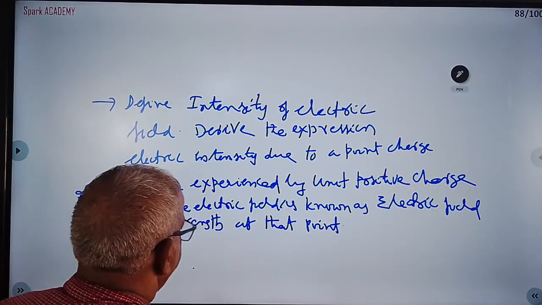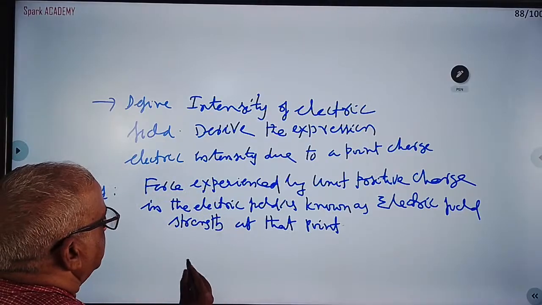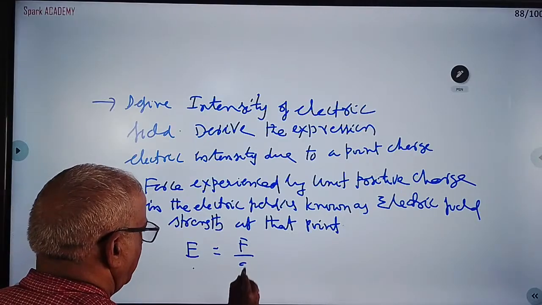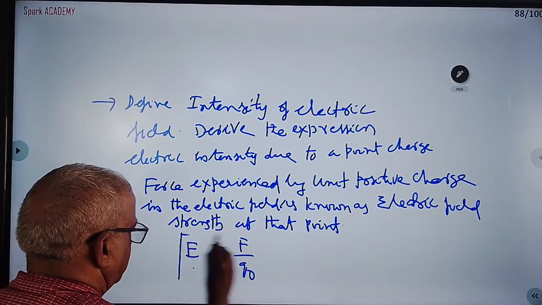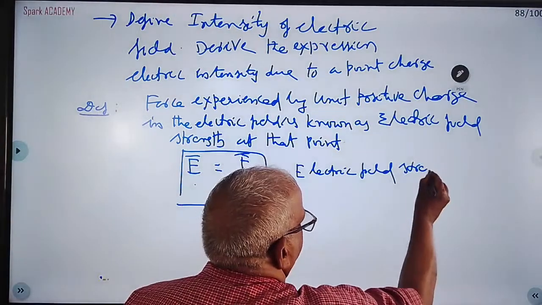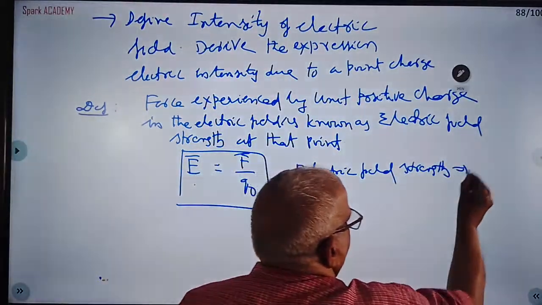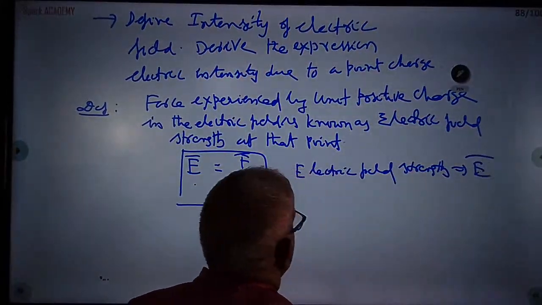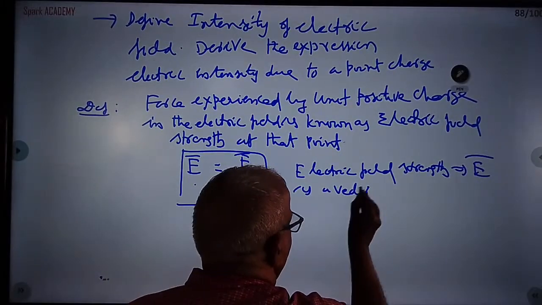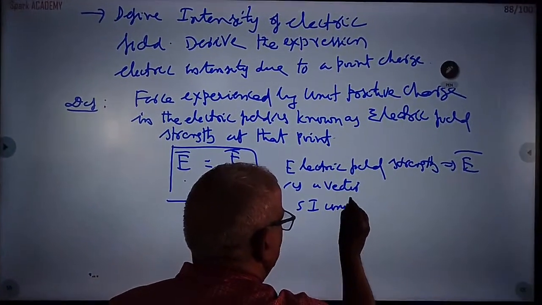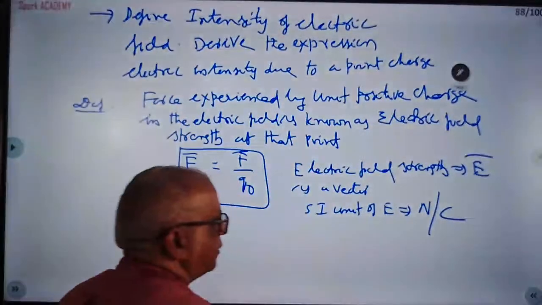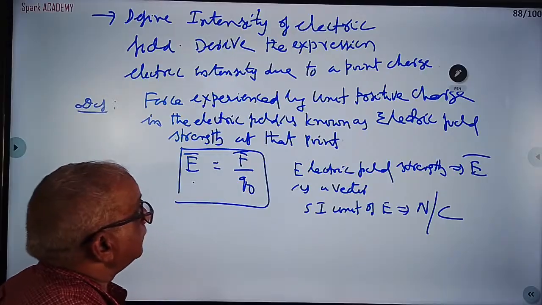This is the definition. How will you write this definition in formula? E is equal to F by Q naught. Q naught is test charge. Q naught is very, very small. That is given by E. E is a vector. SI unit of E is Newton by Coulomb, or Newton Coulomb inverse.